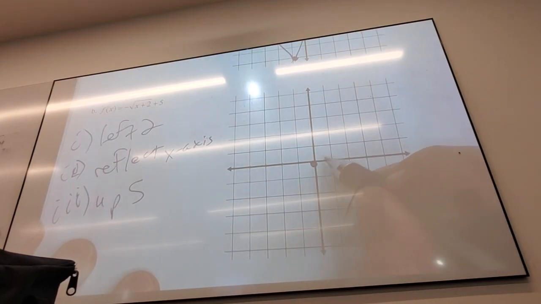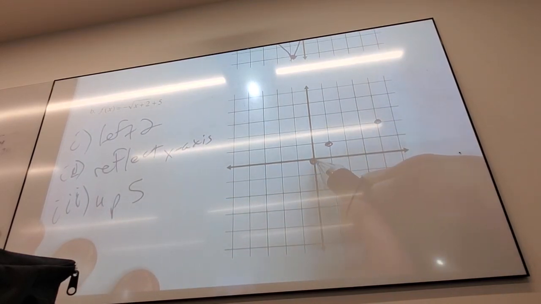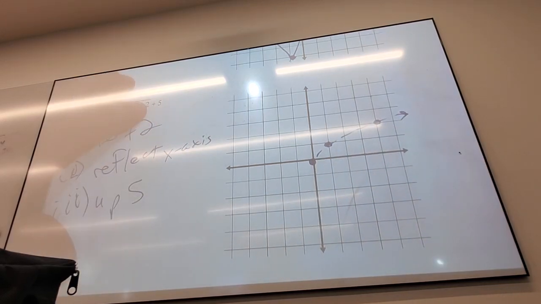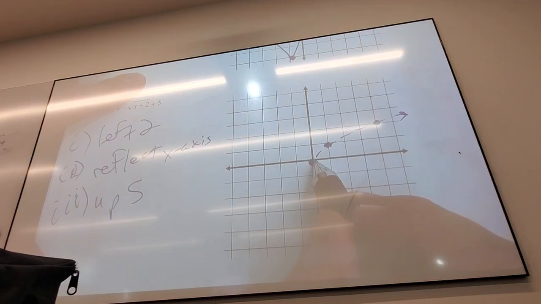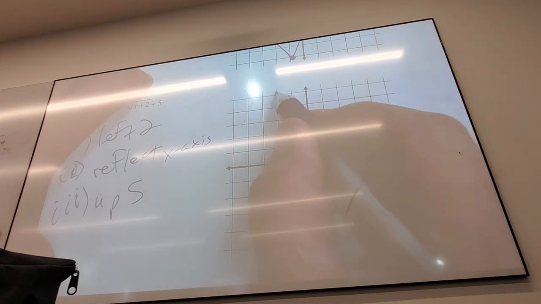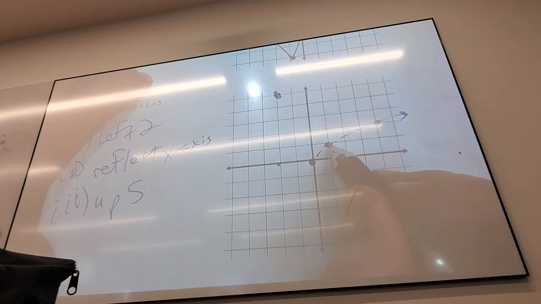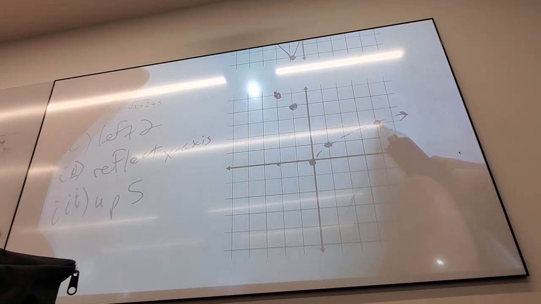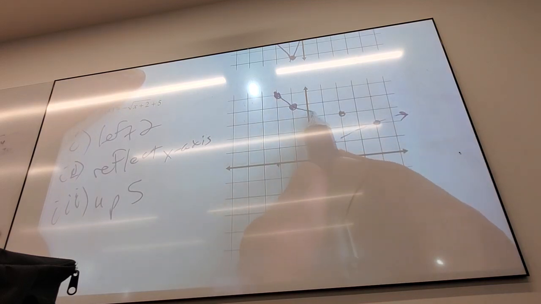So give yourself some points to work with. Square root of 0 is 0, square root of 1 is 1, square root of 4 is 2. Those are some good points to work with. Take a point. Left 2. Reflect x-axis. It's on the mirror, right? So it doesn't go anywhere. And then up 5. Take the next point. Left 2. Reflect x-axis. Up 1, 2, 3, 4, 5. Next one. Left 2. Reflect x-axis. 1, 2, 3, 4, 5. And then you got your shape.